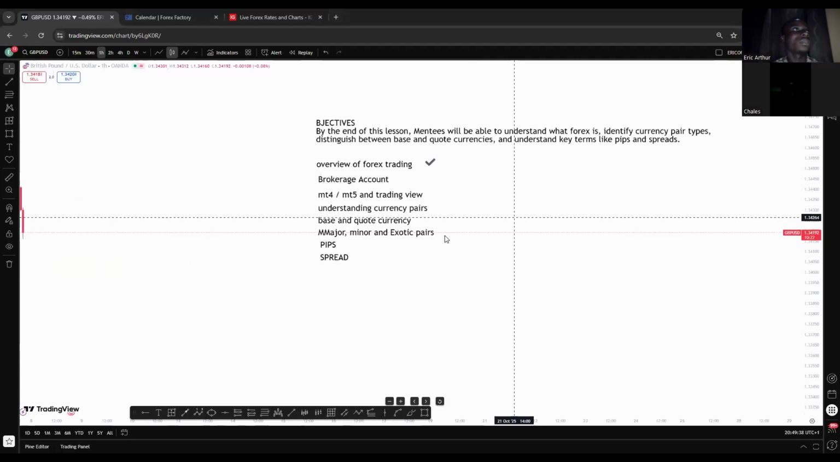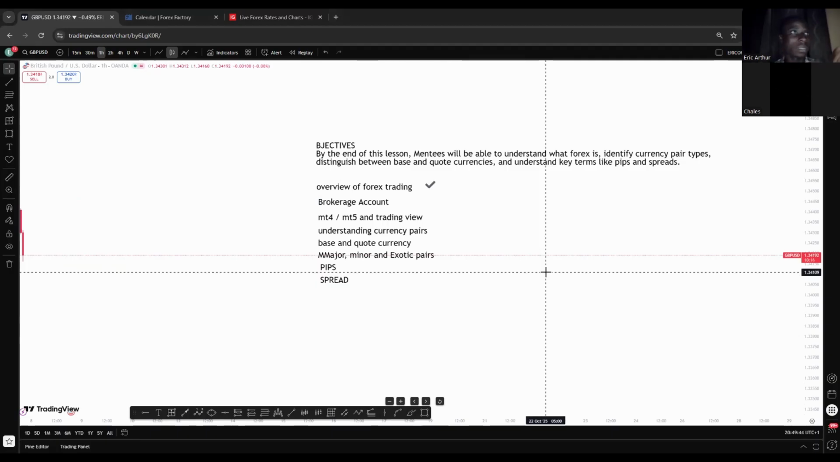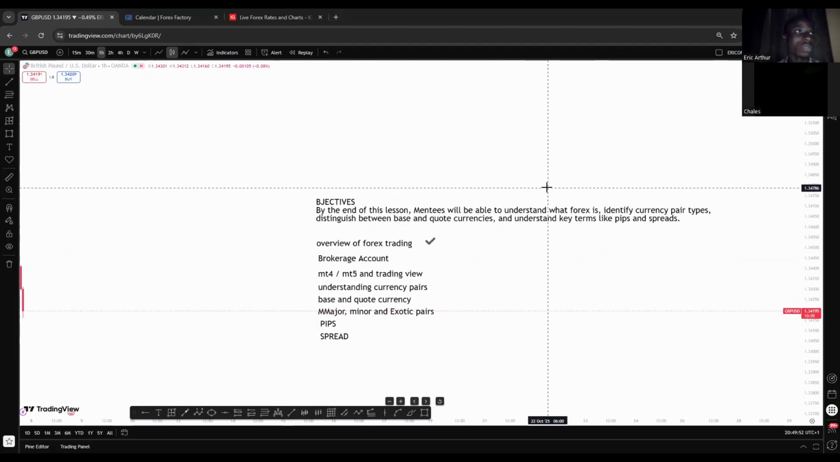So what we are going to learn is basically, I'm going to share the screen so that you see what you are going to learn today. This is what we are going to learn today. The objective is by the end of this lesson, mentee will be able to understand what Forex is, identify currency pair types, distinguish between base and quote currency, understand key terms like pips and spread. You get it? Today is actually the first day.